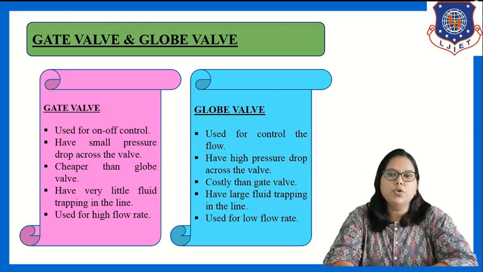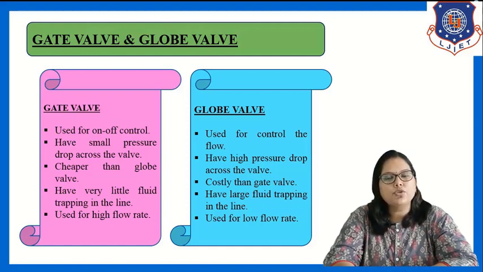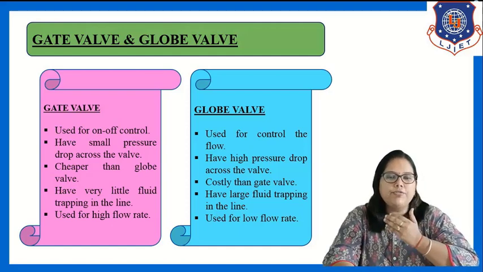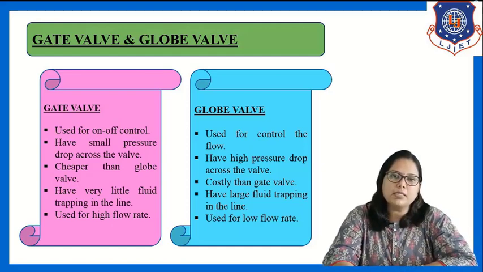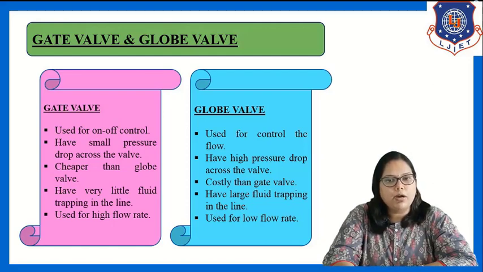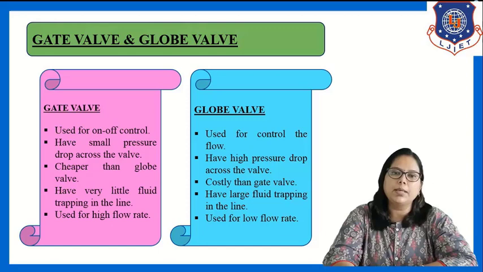The gate valve is used for high flow rate and the globe valve is used for low flow rate. So these are the different points of difference between the gate valve and globe valve. Different types of valves have different applications in the chemical industry.